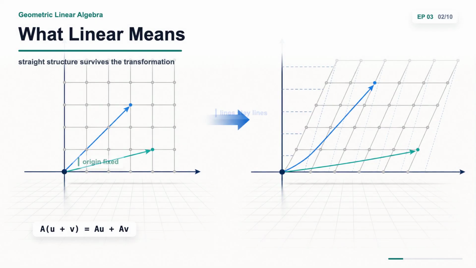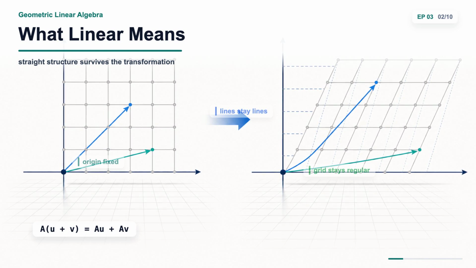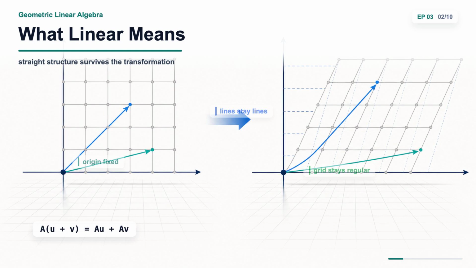A linear transformation is special because it preserves the structure of linear combination. If we add two vectors first and then transform, we get the same result as transforming each vector and then adding. If we scale a vector first and then transform, we get the same result as transforming first and then scaling.